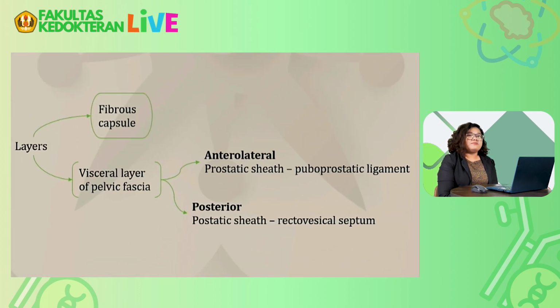Let's see here. The prostate has layers. First, it has the fibrous capsule, and then it has the visceral layer of pelvic fascia. On the anterolateral side, it goes from the prostatic sheath to the puboprostatic ligament, while on the posterior side, it goes from the prostatic sheath to the rectovesical septum.